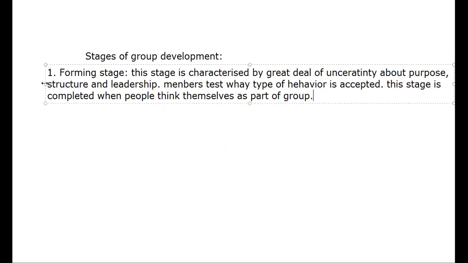In the stages of group development, forming, and this stage is characterized by a great deal of uncertainty about purpose. You are not aware of the purpose, and you do not know what the structure will be. At the same time you also don't have any leadership style, which leadership style should be applied here.